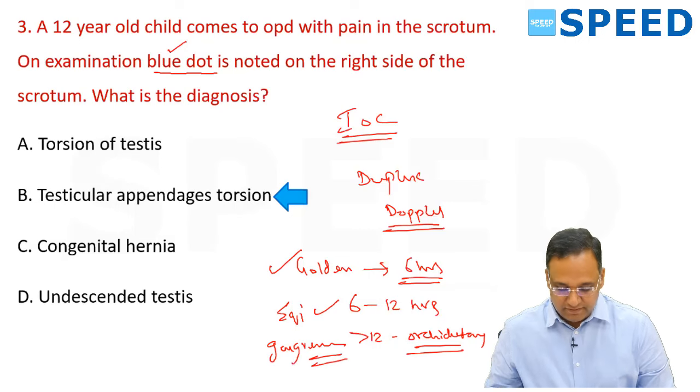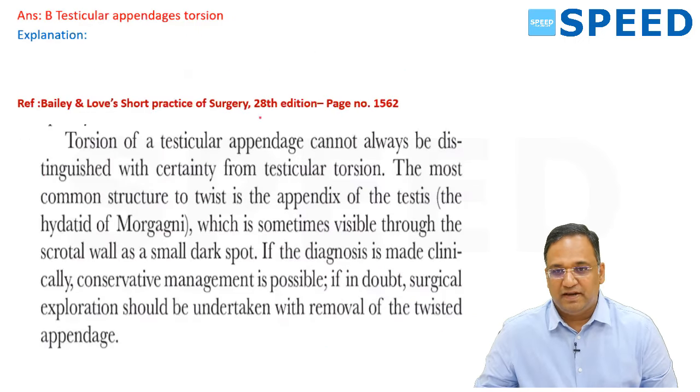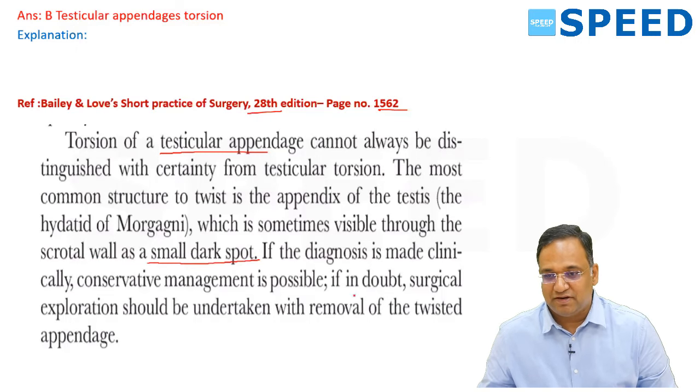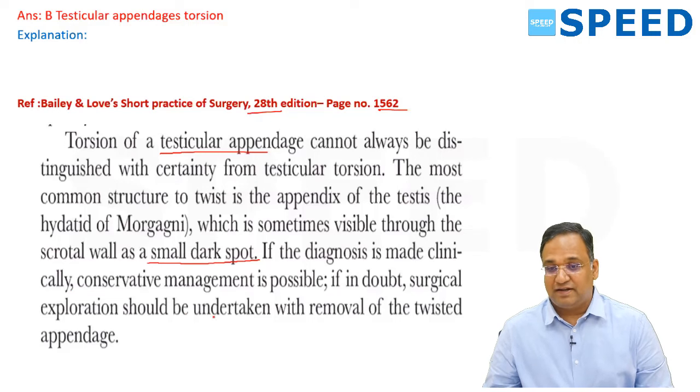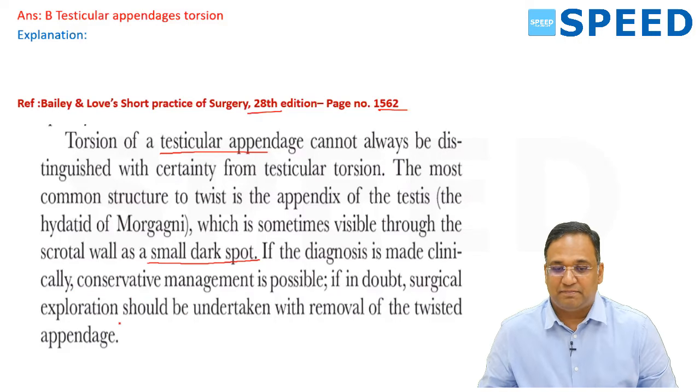Okay, understood. So, Bailey and Love 20th edition, page number 1562: torsion of testicular appendages cannot always be distinguished certainly from testicular torsion, as we discussed. The most common structure twisted is the appendix of the testis, the hydatid of Morgagni, which sometimes is visible through the scrotal wall as a small dark spot. If the diagnosis is made clinically, conservative management if possible, or in doubt, surgical exploration should be undertaken with removal of the twisted appendage.